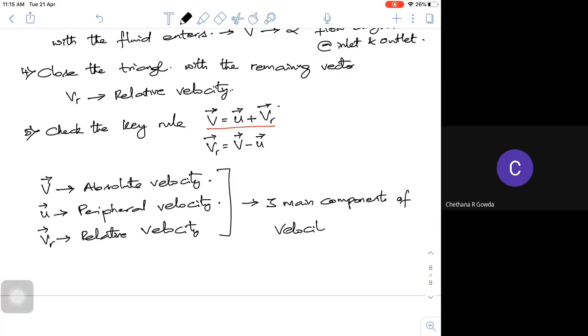So these three things are very, very important. Once you know these things, I can go further and check the velocity triangle based on your Euler's equation. What is it actually? Let me get that sketch.